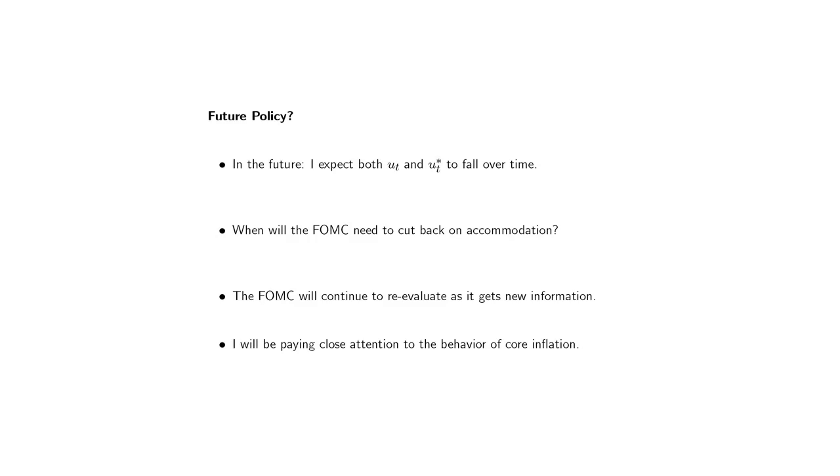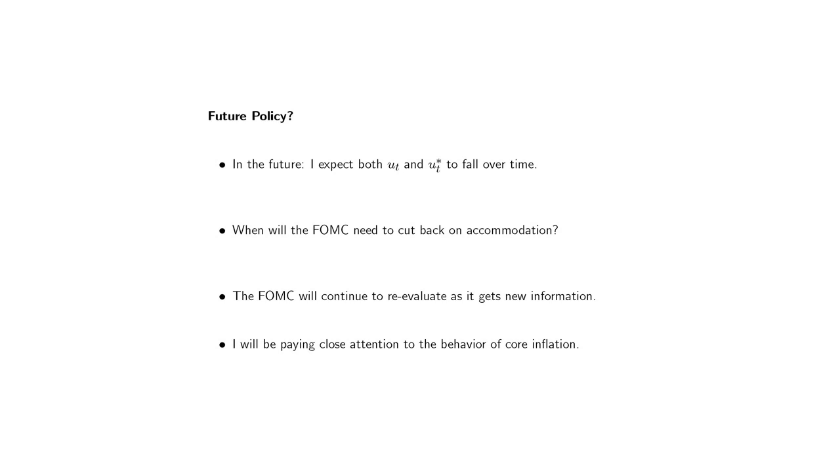That translates into the policy conclusion that it's appropriate for monetary policy to be highly accommodative as it is. What about in the future? In the future, I think there are good reasons to expect both the observed unemployment rate and the natural rate to fall. So you have both these variables falling. It doesn't really tell you about what's happening to the gap between them. And that's going to remain a challenging question. What's going to happen to the difference between these as we go forward?